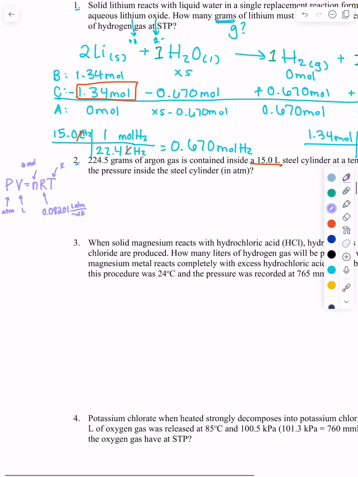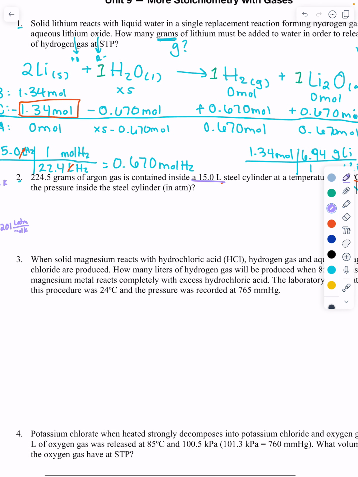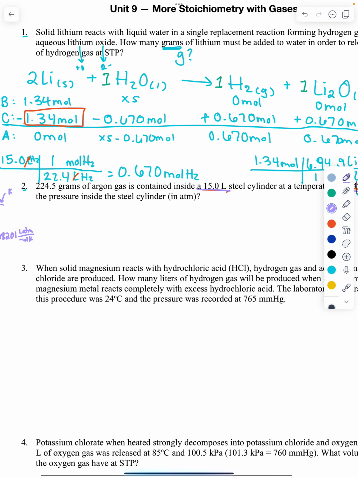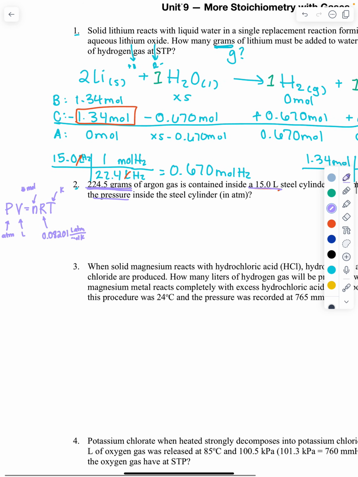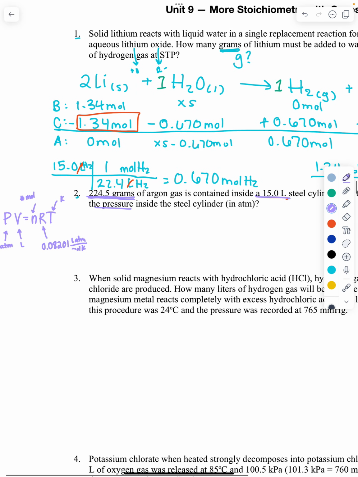Okay, so we pretty much have every value that we need except for pressure. So we have volume right here, we have temperature here, and we have grams. And we're trying to solve for pressure. So as I said before, the only thing we need to do is convert this to moles, because our units for PV equals nRT are moles, not grams. And then once we do that, we can just plug everything into the equation and then solve for P.